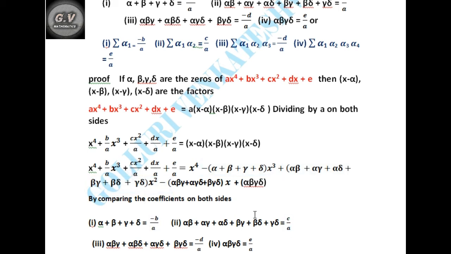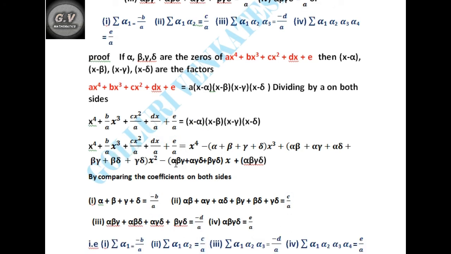And next, comparing x coefficients. Here it is negative, here it is negative, and the value is d by a. Changing signs on both sides, therefore alpha beta gamma plus alpha beta delta plus alpha gamma delta plus beta gamma delta is equal to minus d by a. So this is the third condition. The product of the zeros, alpha beta gamma delta, is equal to e by a.